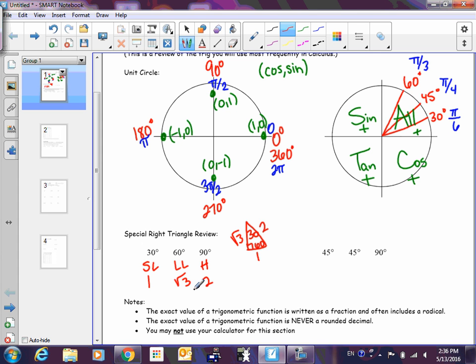Now, I already talked to you guys about this at the beginning of class, but some of these we're going to need to memorize. But if you forget, you can always go back to this. It's time consuming, it's not efficient, but it's something you could do.